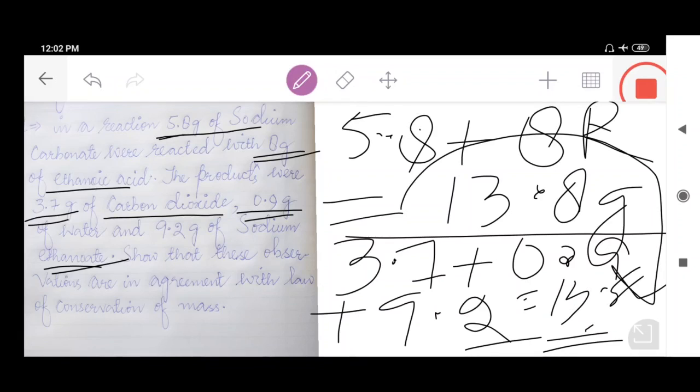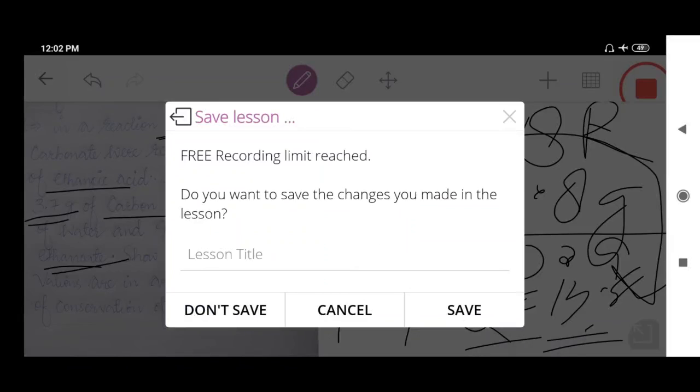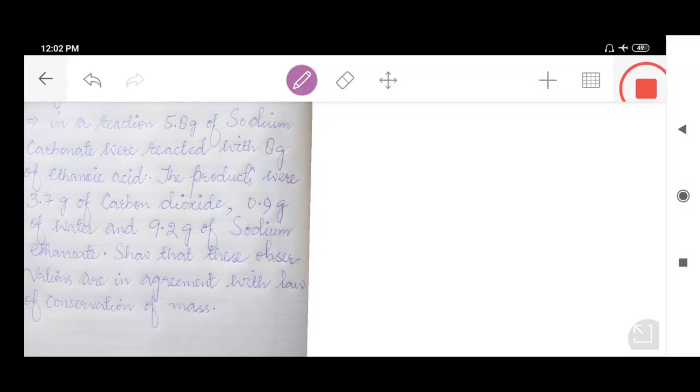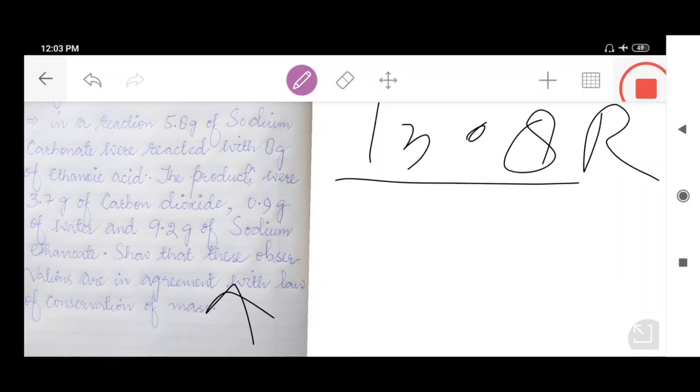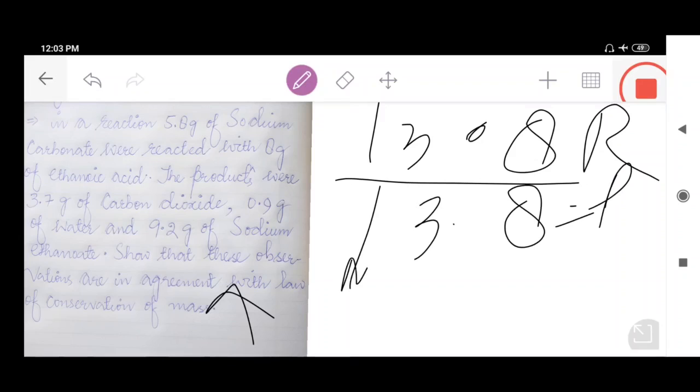So this numerical follows the law of conservation of mass. This numerical is in accordance with the law of conservation of mass. The mass of the reactants was 13.8 and the mass of the products also came out to be 13.8. That means the mass of reactants is equal to the mass of products. So this equation follows the law of conservation of mass.